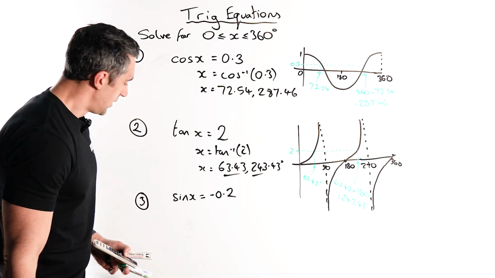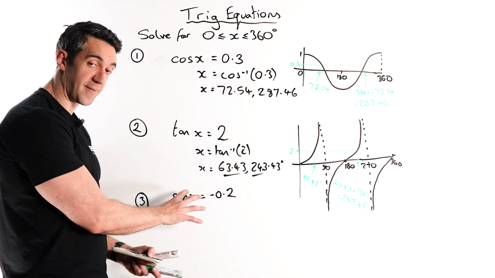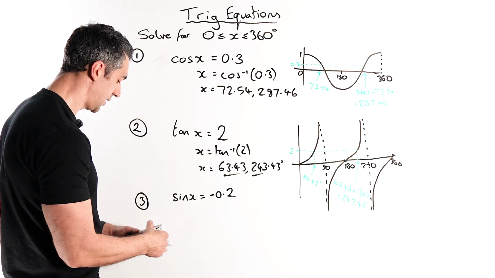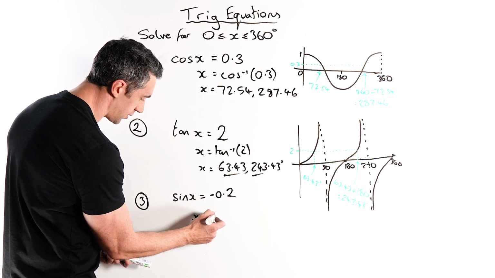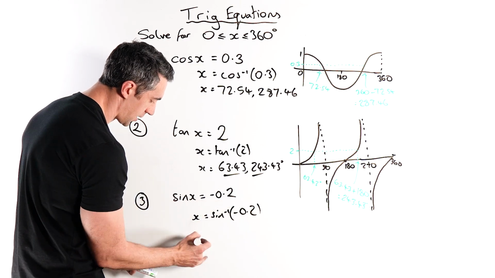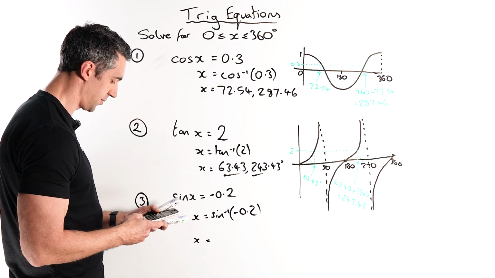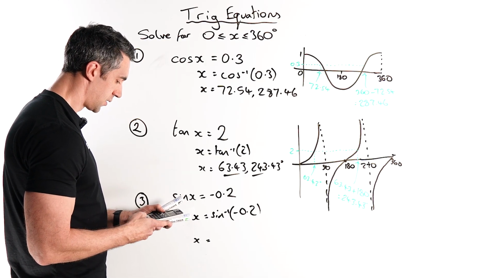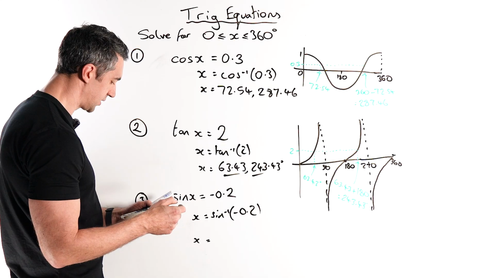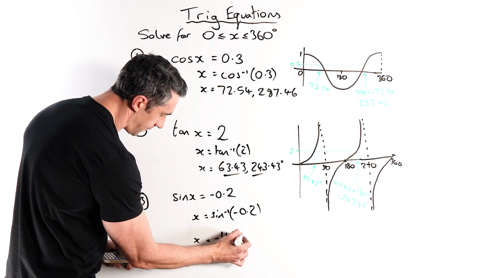Okay? So our last one, sin x equals minus 0.2. So again, it's in the correct form already to type into our calculator. So we can do x equals inverse sine of minus 0.2. So in this case, we then go to our calculator and find out what that is. So inverse sine minus 0.2 gets us minus 11.54. So we have solution number 1, minus 11.54 degrees.